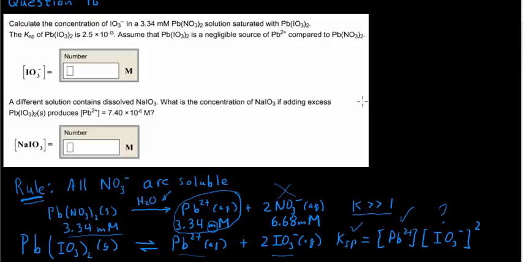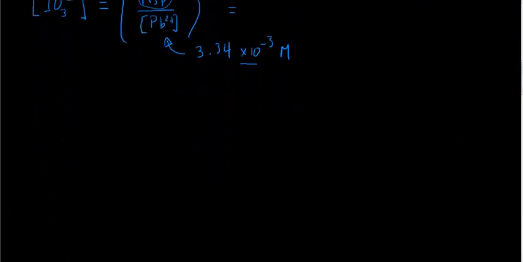Now we want to do the second part of the problem right here, and it turns out it's a little bit more complicated than what I talked about this morning. It says a different solution contains dissolved sodium iodate. So here's another solubility rule for you.